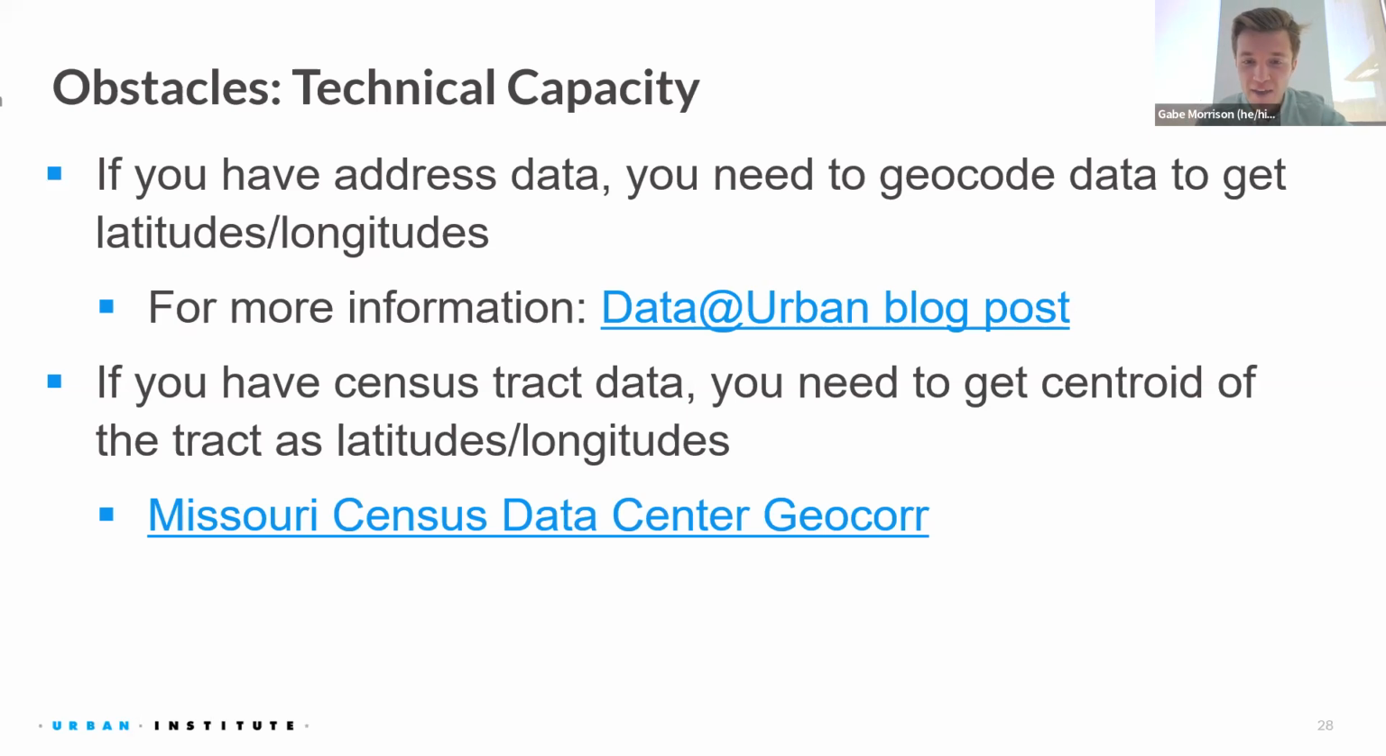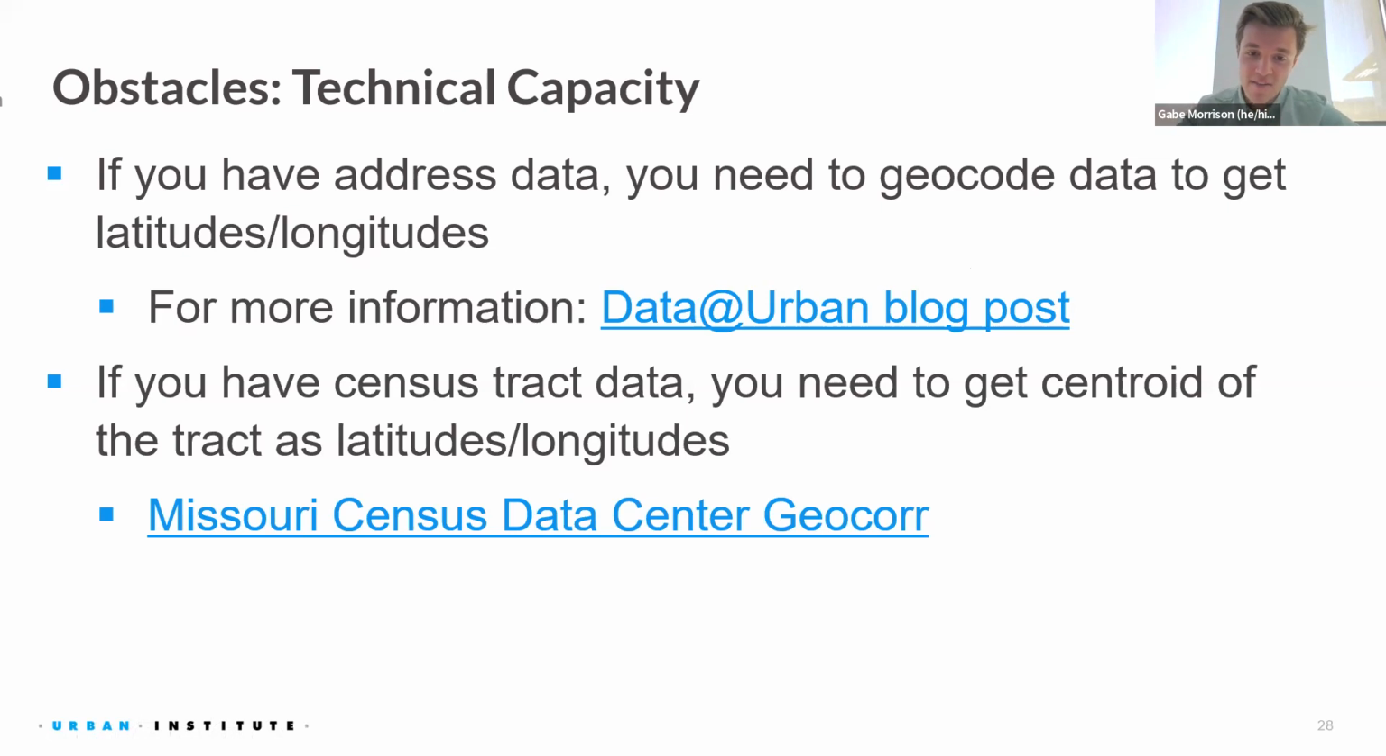Okay, and we have this Data at Urban blog post that one of our former colleagues wrote that's exceptionally detailed in describing this process, and it's really helpful. So that's a really good resource. It's also open, not behind a paywall or anything. Also, if you have census tract data, a census tract is a census designated geography that has about 4,000 people. It ranges between about 1,000 and 8,000 at the very edges, but in an easy way.